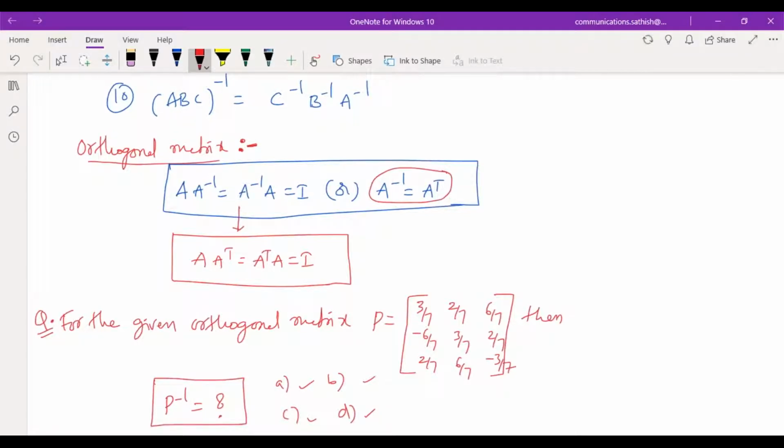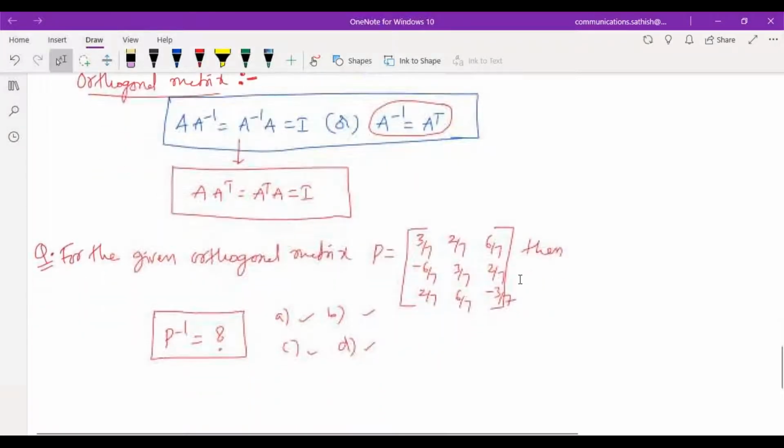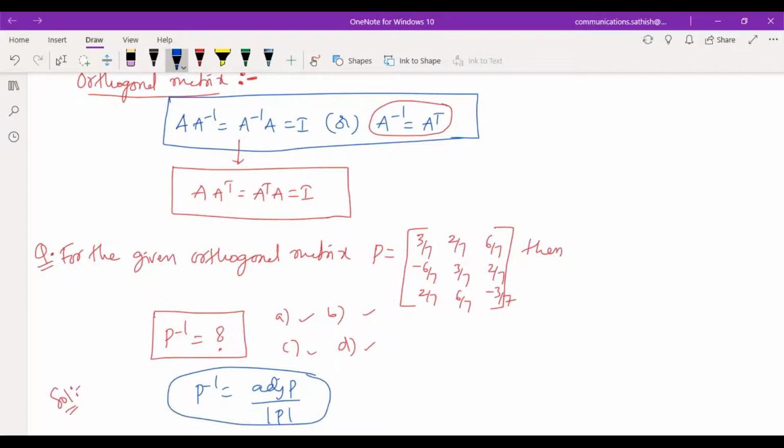Now I need to solve this question. How will I solve this one? Generally, if I want to calculate P inverse, first I need to calculate the adjoint of P divided by the determinant of P. This is your procedure. Am I correct or wrong? This is your conventional procedure.